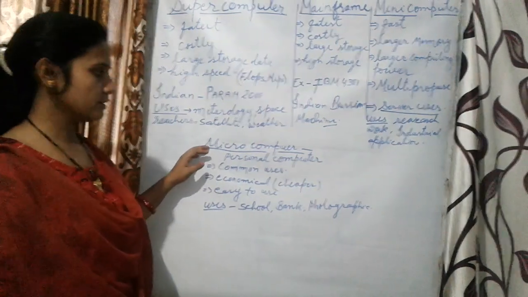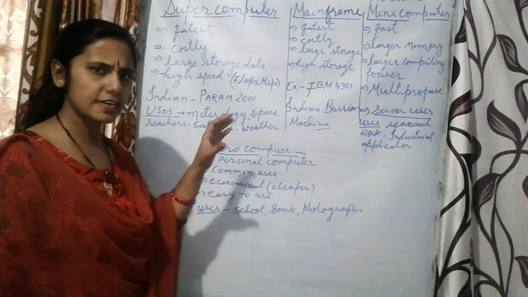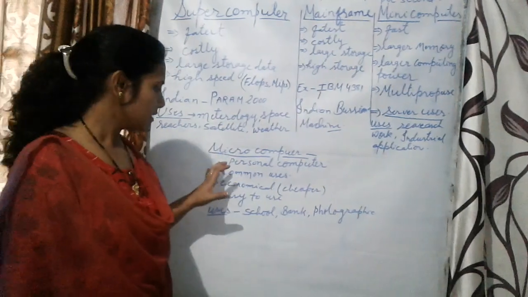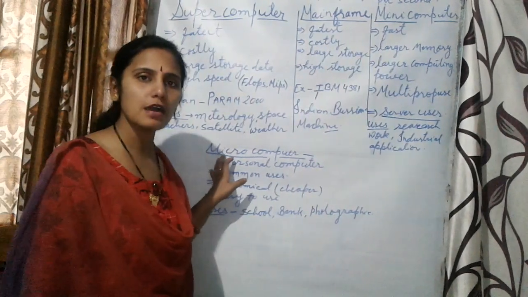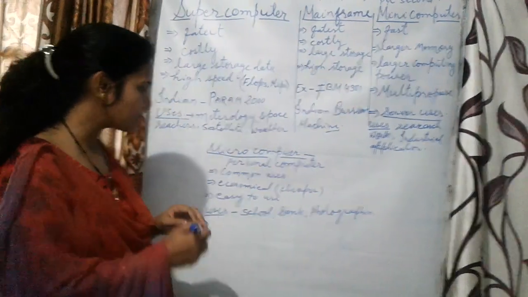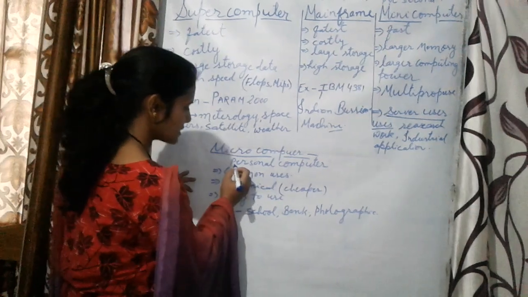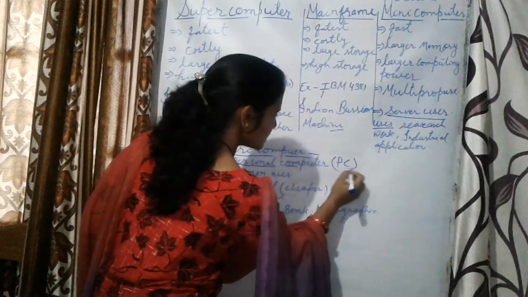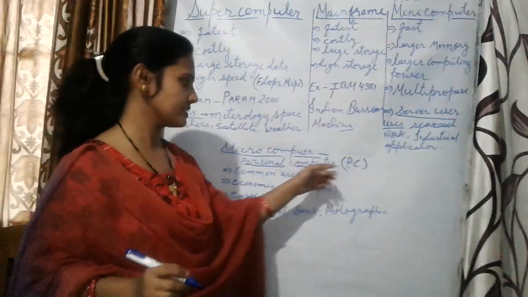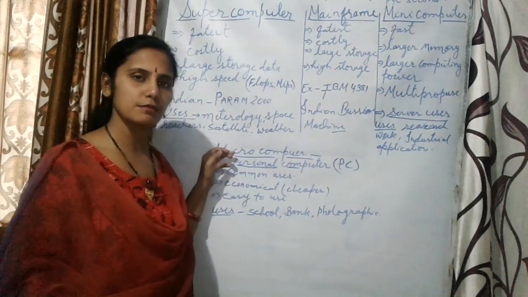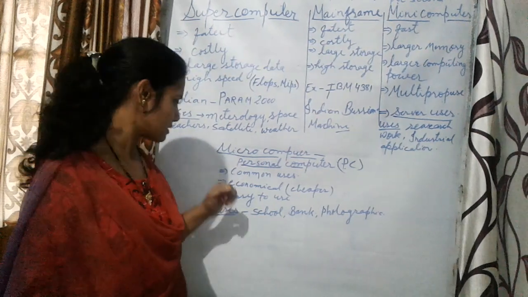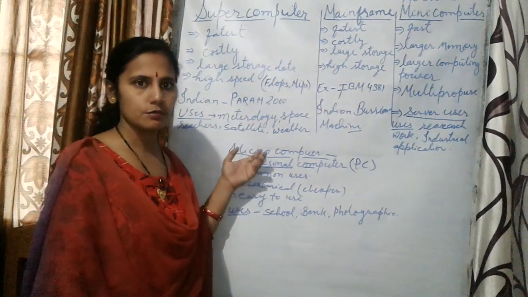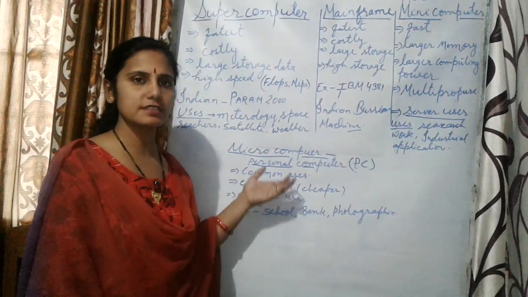So here we have a microcomputer. Micro means small in size. Generally we use a PC at home. What is the full form of PC? PC means personal computer. P means personal, C means computer. That means the microcomputer we use for personal use. So we are using the personal computer.